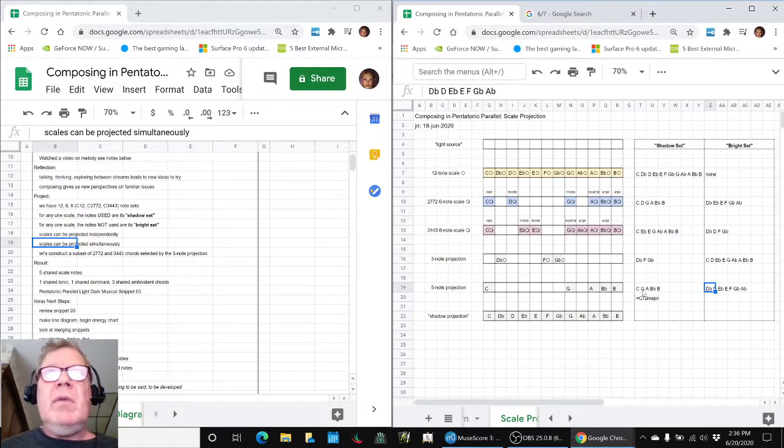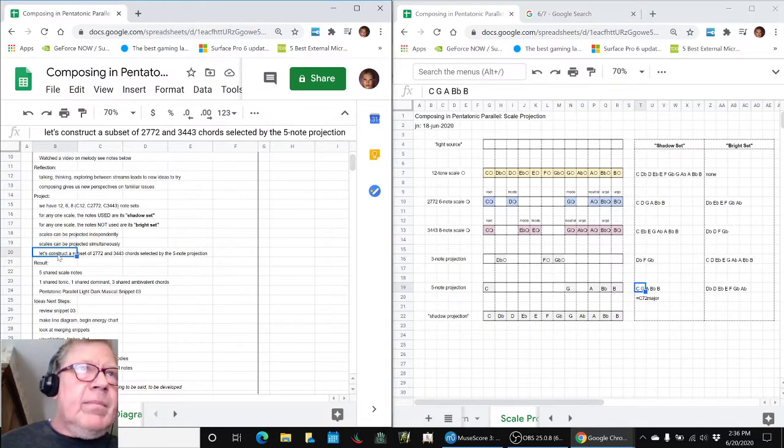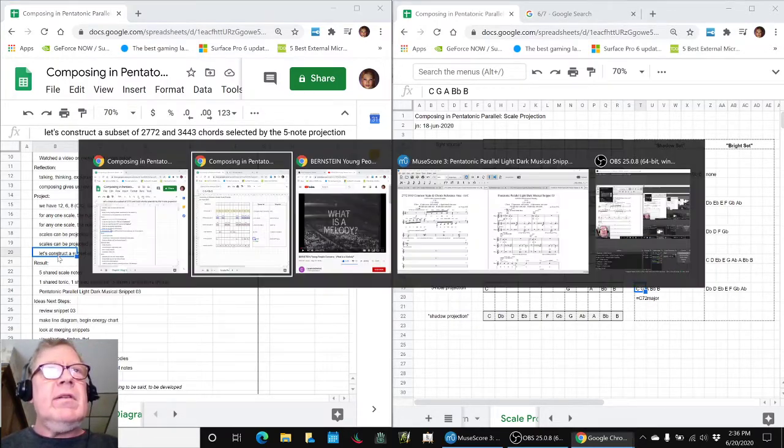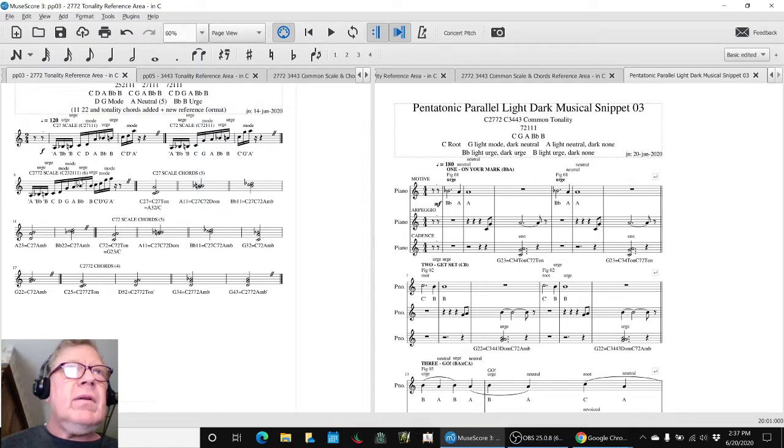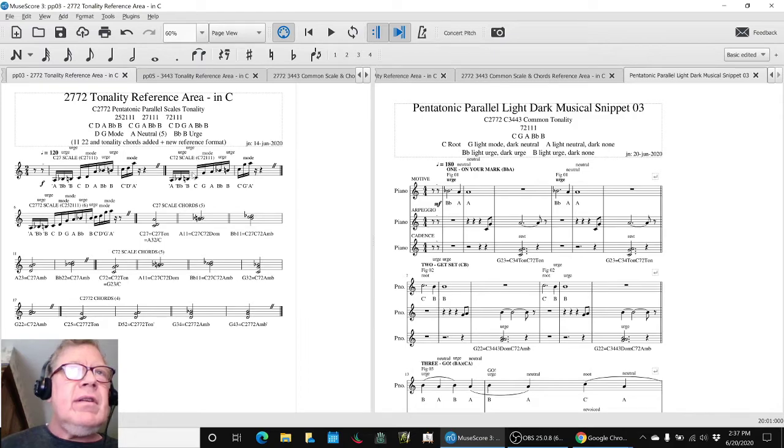And then, wonder of wonders, while we were looking at what these notes are, we noticed accidentally that they are also the same as the C7-2 major scale. And we thought, oh my lord, what does that mean? Well, our plan was to construct a subset of the 2-7-7-2 and 3-4-4-3 chords selected by that overlap. And it turns out that if you're only allowed to use C, G, A, B flat, B, even when you go to all of this stuff, here's the C7-2 major scale.